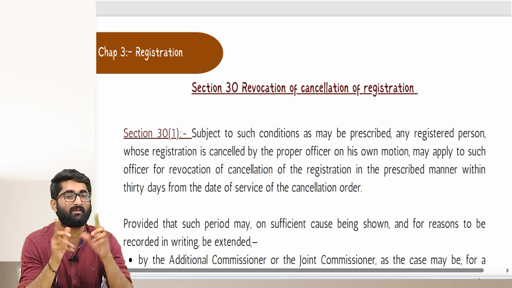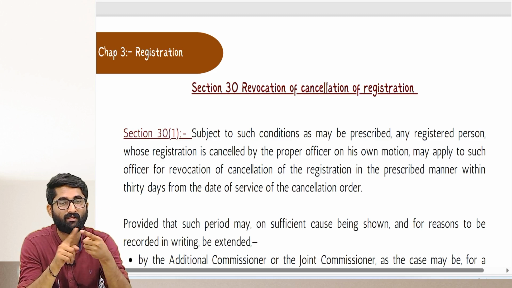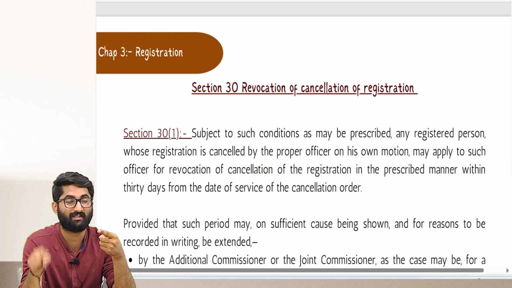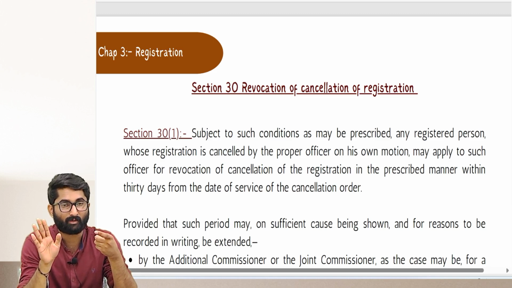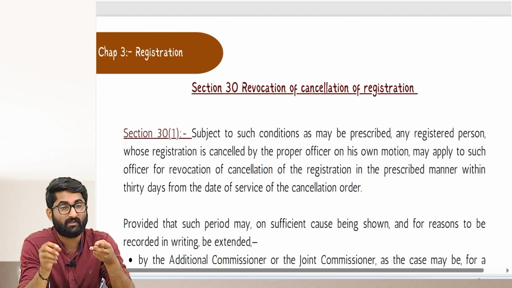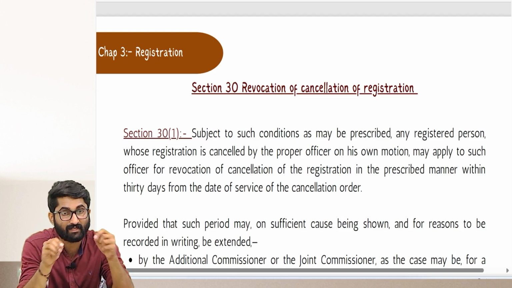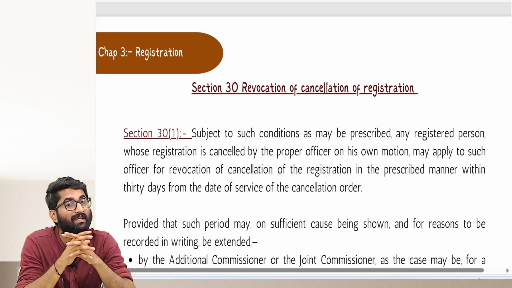Remember that in section number 29, when you are cancelling registration, there can be two possibilities. One, the taxpayer or his legal representative, legal heir, will apply for cancellation. Then if the proper officer deems fit to cancel that, he will cancel. Second one is when the proper officer, suo moto, will cancel your registration.